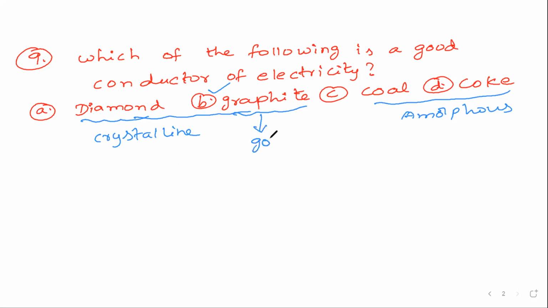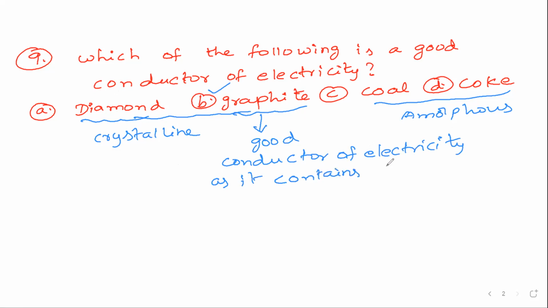Graphite is a good conductor of electricity due to its layer-like structure and containing free electrons. As it contains free electrons, it is a good conductor, because carbon undergoes sp2 hybridization in graphite, whereas in diamond it undergoes sp3. Next question, question number 10. This question is very important. Many times they'll ask.